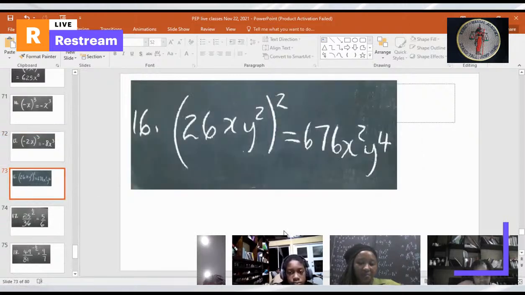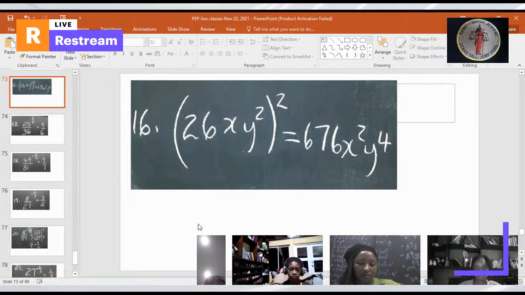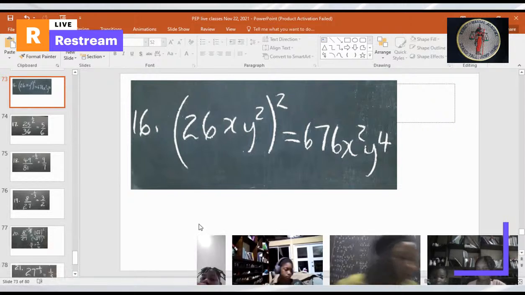Amari. Okay, miss. Number 16. Speak up, Amari. Number 16. 26x y squared in brackets, close the bracket, to the power of 2 equals 676 x squared y to the fourth power.